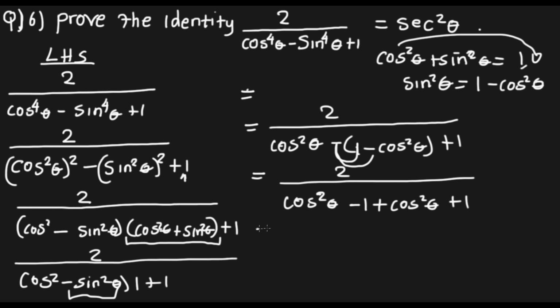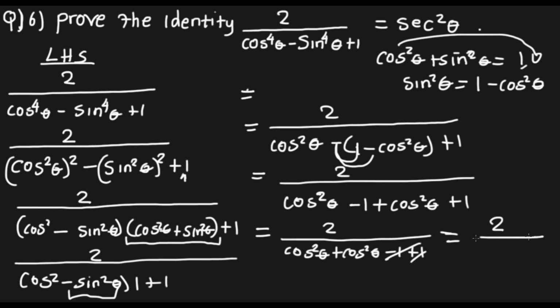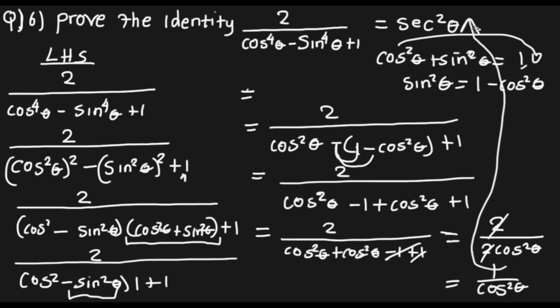We can now collect the like terms. So the like terms will be cos squared plus another cos squared, minus 1 plus 1. So we can cancel this. So cos squared plus cos squared will give us 2 cos squared. If I cancel this, then I'm going to have 1 over cos squared. So according to the identity, 1 over cos squared is the same as sec squared, so hence shown.